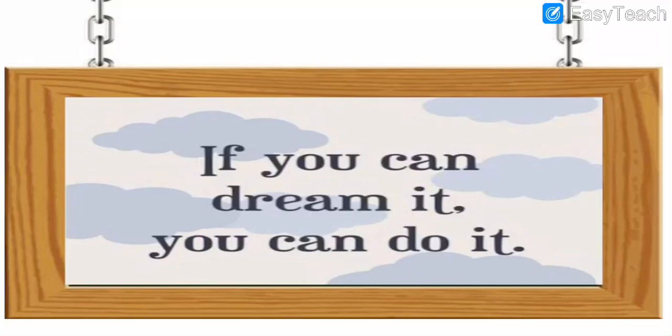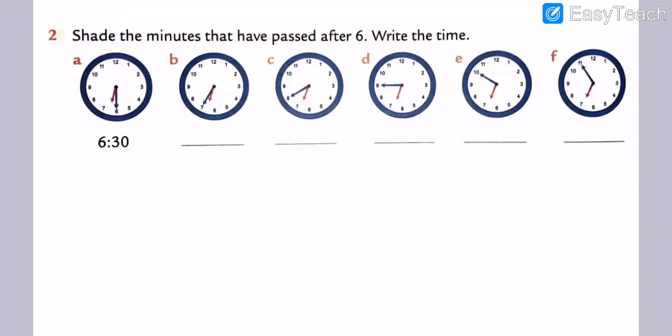Now we will move further in our session. Let's start exercise number 10A, question number 2. Match the minutes that have passed after 6. Past means already here it is done 6:30, not 12. After past 6 means 30. So 6:30 means it has passed after 6, and we have to write the time here.